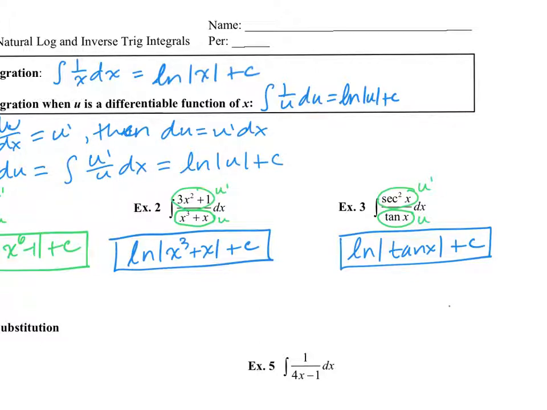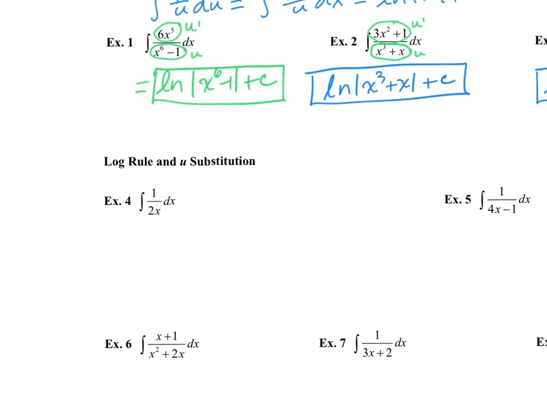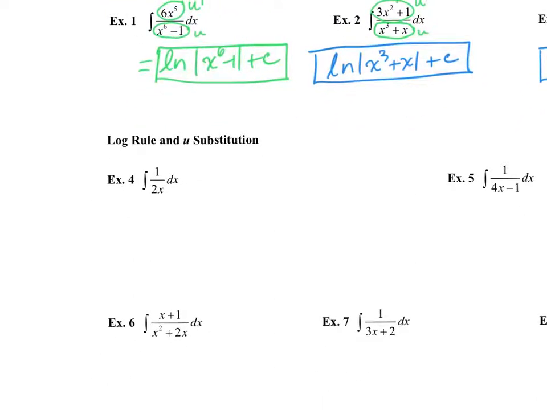So now let's take a look at some other examples that aren't, unfortunately, quite so simple. They don't always fit into u prime over u. If you look at example number 4, the denominator is 2x, and the derivative of 2x is 2, which is not the numerator. So in this case, let's go back to using good old u substitution.